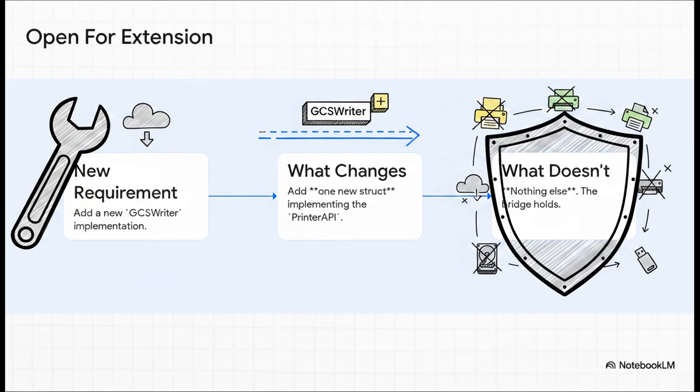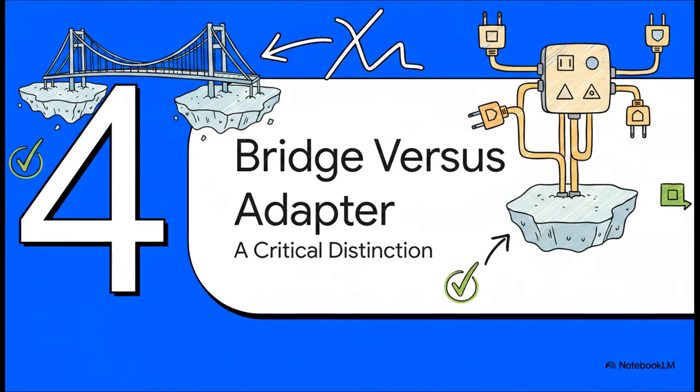Let's see the open/closed principle in action. A new business requirement comes in. We need to print to Google Cloud Storage. So, what has to change? You just add one new struct, a GCS writer. That's it. Your existing printers, your other writers, your factory code, it's all completely untouched. Your system is open for extension, but closed for modification. It's perfect.